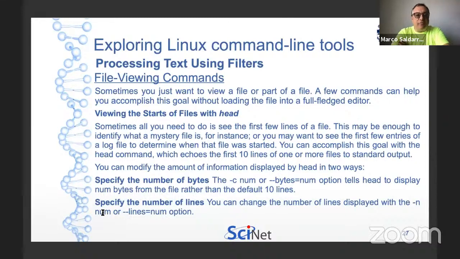Okay, these are file viewing commands. Sometimes you just want to view a part of a file. A few commands can help you accomplish this goal without loading the file into a full-fledged editor. For example, if you want to see the first lines of a text file, you use head. The default with this command head is 10 lines. If you want to see just the first line, you just do head minus one and the name of the file.